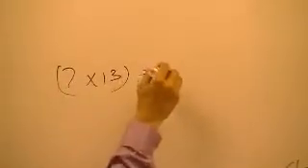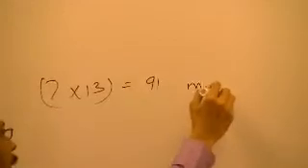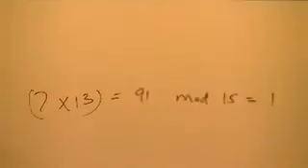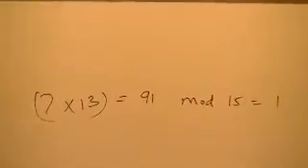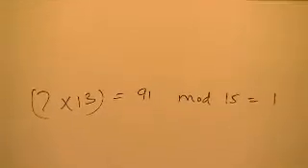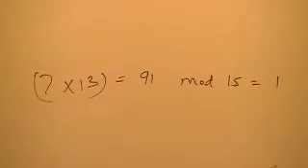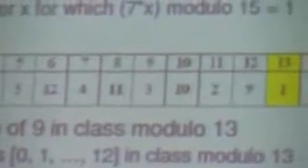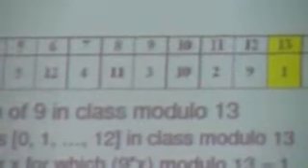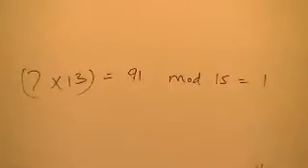Okay, so that's 91. Mod 15 is going to be 1. Right? So we say this 13 is the multiplicative inverse of 7 in the class modulo 15. Okay, so you have to be specific on what class we are talking about. So similarly, we can say what? 7 is the multiplicative inverse of 13, vice versa.